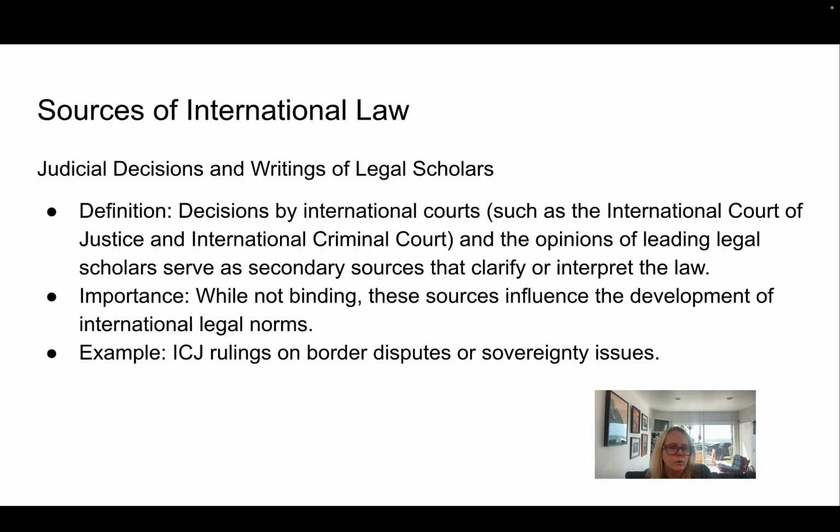Decisions by international courts, such as the International Court of Justice or the International Criminal Court, and the opinions of leading legal scholars serve as secondary sources that clarify or interpret the law. So these aren't necessarily binding, but they influence the development of international legal norms.